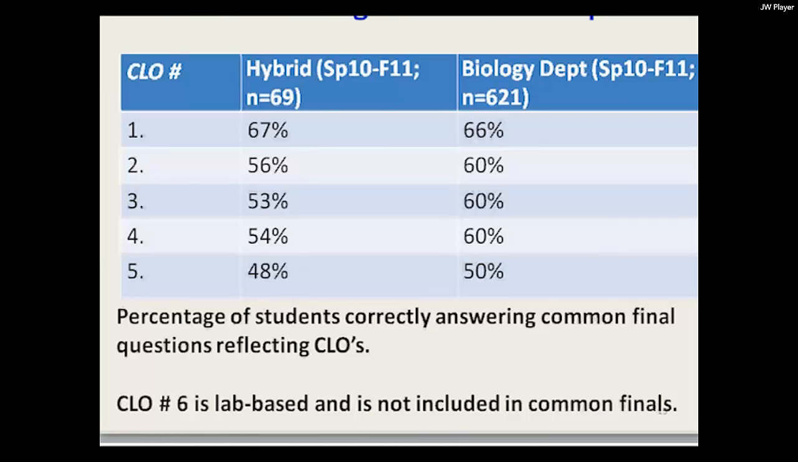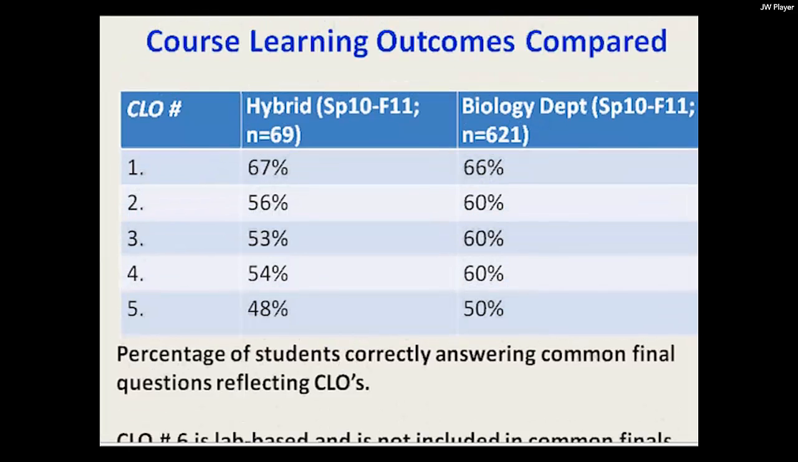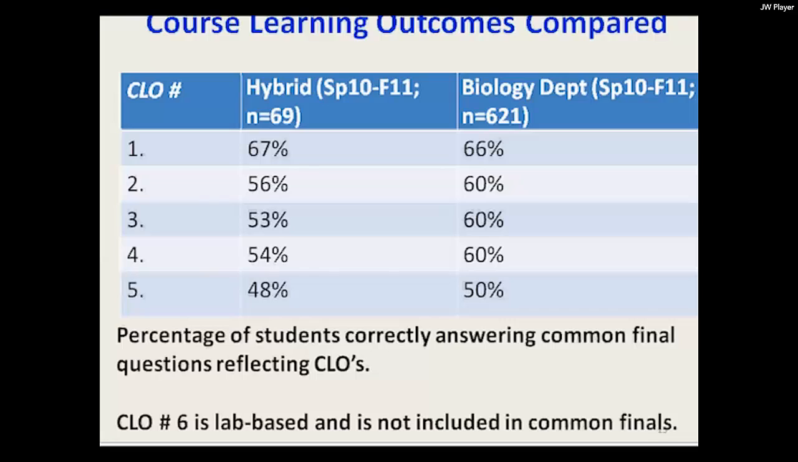And as you can see here, the course learning outcomes were compared between the hybrid format and the non-hybrid format, basically the traditional format. So course learning outcome number 1, for example, for the hybrid format, for a period of a couple semesters, spring 10, fall 10, spring 11, fall 11, we had about 69 students go through this course compared to department-wide. I'm actually a coordinator for the anatomy and physiology for the department, so I have access to all that data as well. We have about 621 students over this period of time.